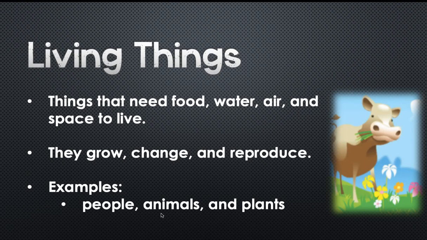understand this material. The first vocabulary word is living things. Living things are any things that need food, water, air, and space to live. They grow, change, and reproduce. Some examples of living things are people, animals, and plants. For example, we have a cow and flowers that are examples of living things.